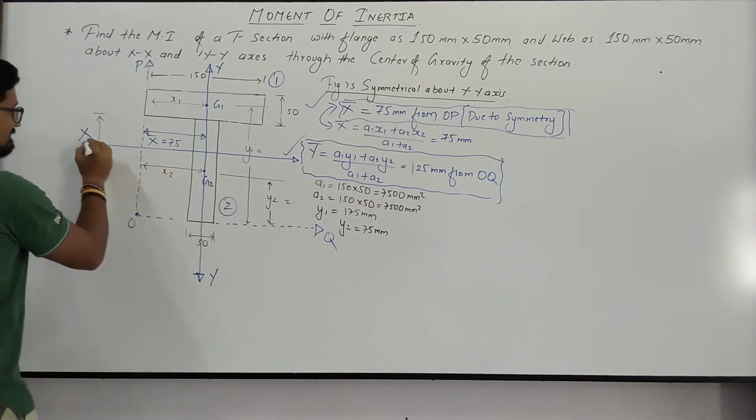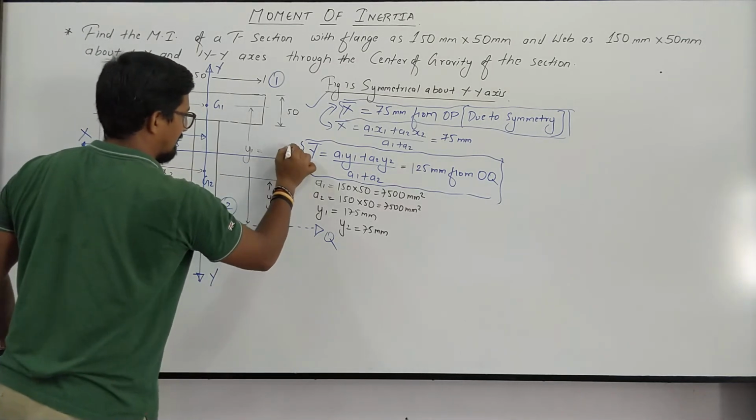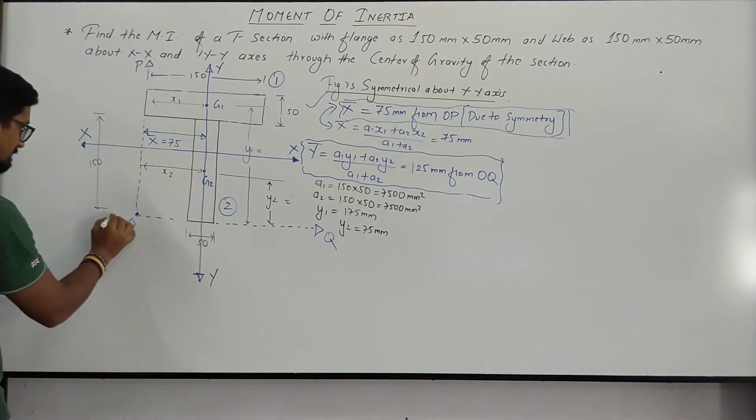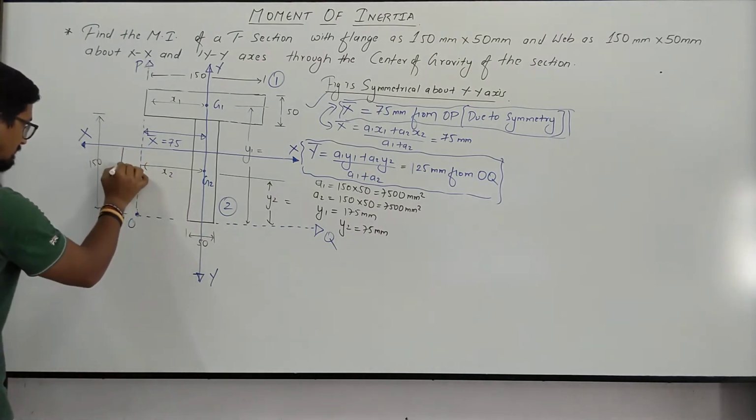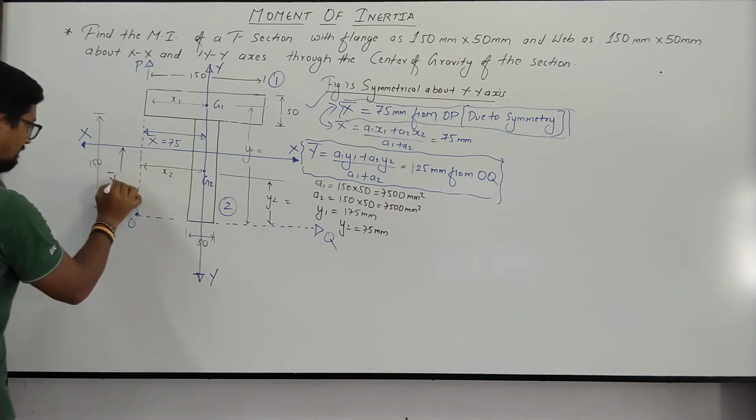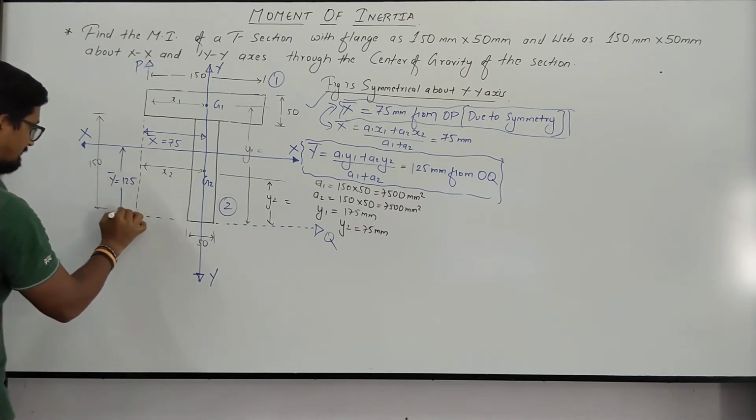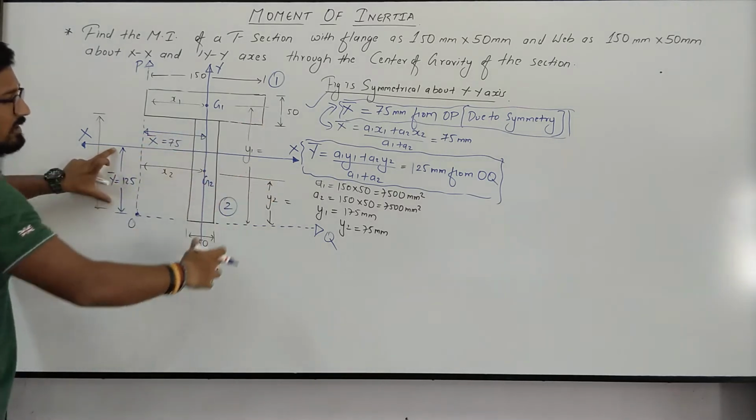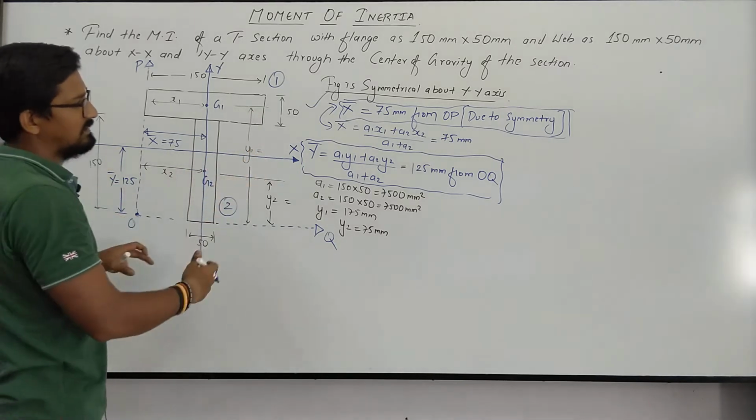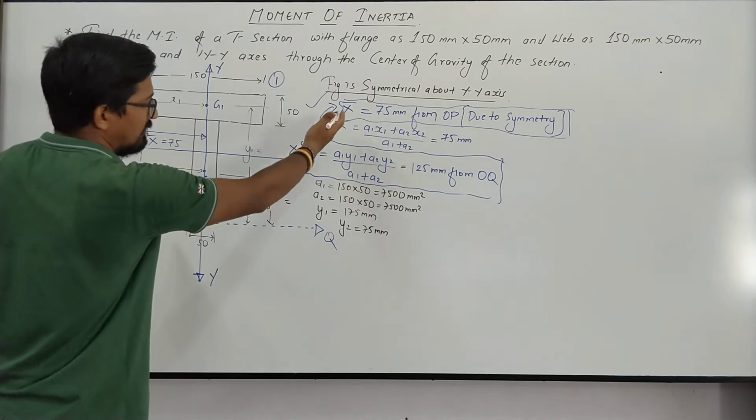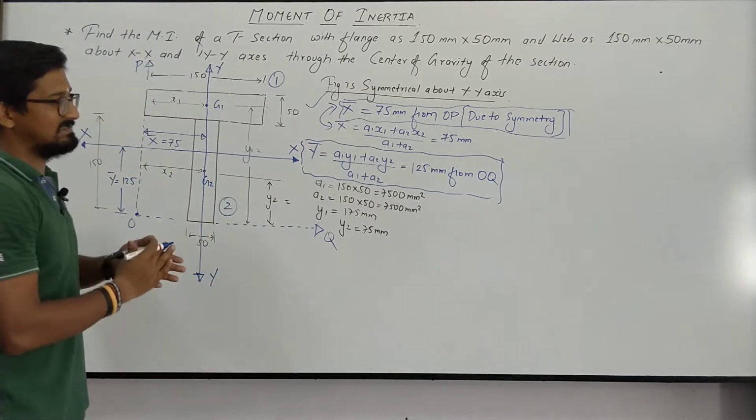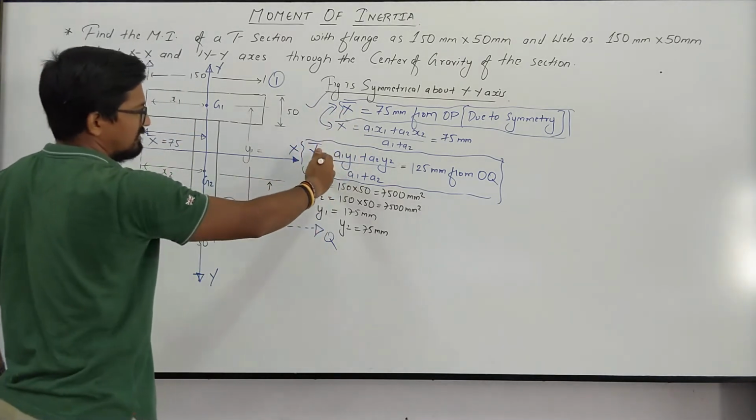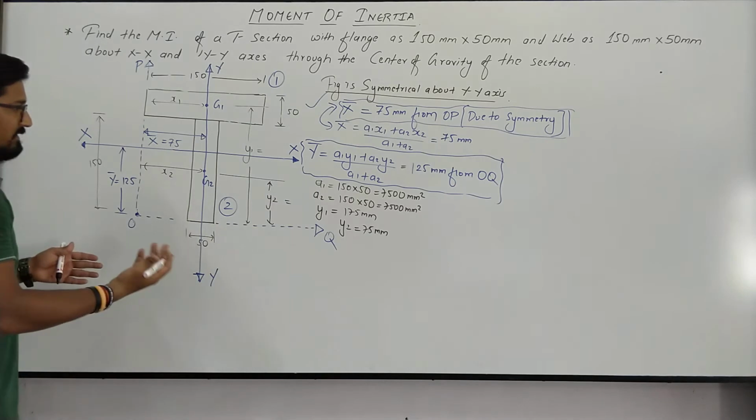So this axis is x, correct, and this is y bar, which is equal to 125 mm. So we got the value of y bar, we got the value of x bar. This is how we have got it. We have solved these problems in my playlist, moment of inertia. You can check there how to calculate x bar and y bar for symmetrical, unsymmetrical, and hollow sections. You can get the formulas and all the methodology to find x bar and y bar for different figures.